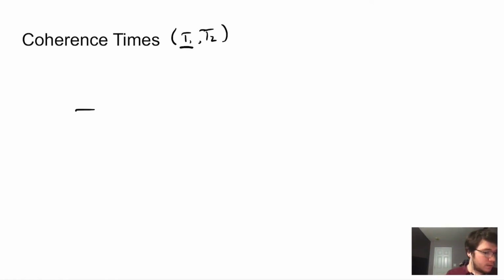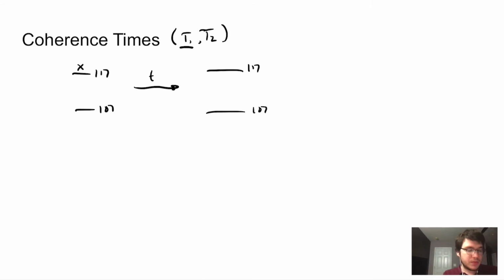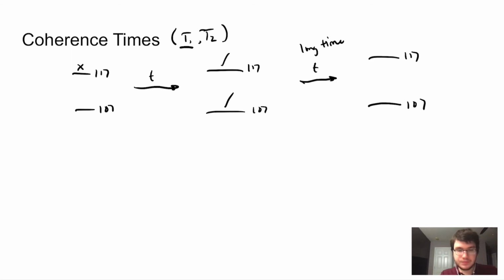So pictorially, if we start here in the 1 state, as time passes, we expect that some of this population will have fallen down into the 0 state. So over many samples, now we have some in the 1 and some in the 0. And if we wait even more time, a long time, then we'd expect everything to fall back down into 0. And the rate of decay at which this happens would refer to our T1 time.